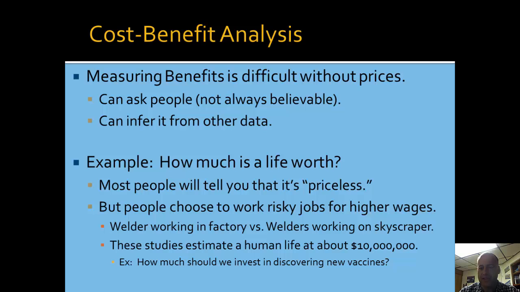You could try to, for instance, estimate the probability of a flood and multiply it times the value of people's homes and come up with some estimate as to what we think people's benefit would be from, for example, flood control.